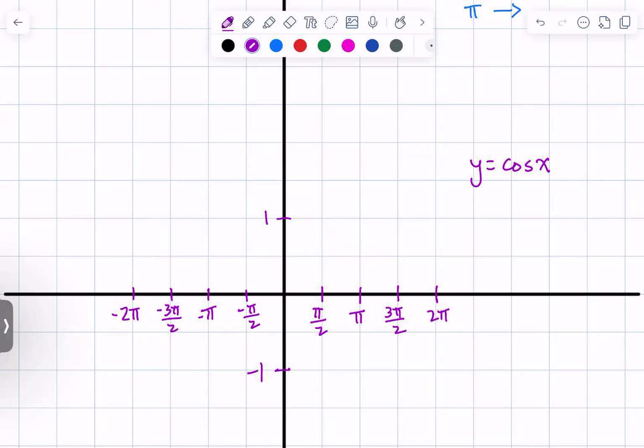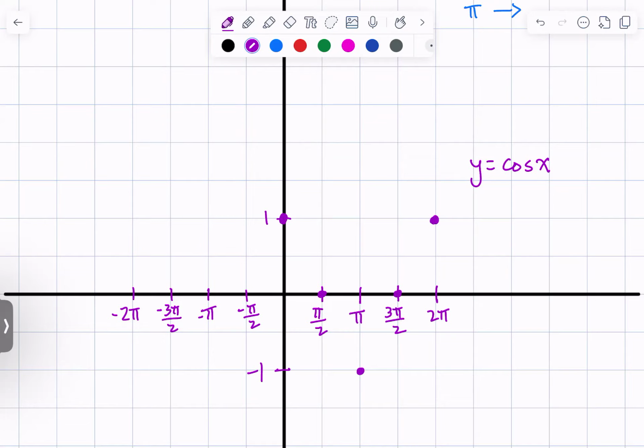So here we go. At 0, cosine value is 1. At pi over 2, it's 0. At pi, it's at negative 1. At 3 pi over 2, it's at 0. At 2 pi, it's at 1.